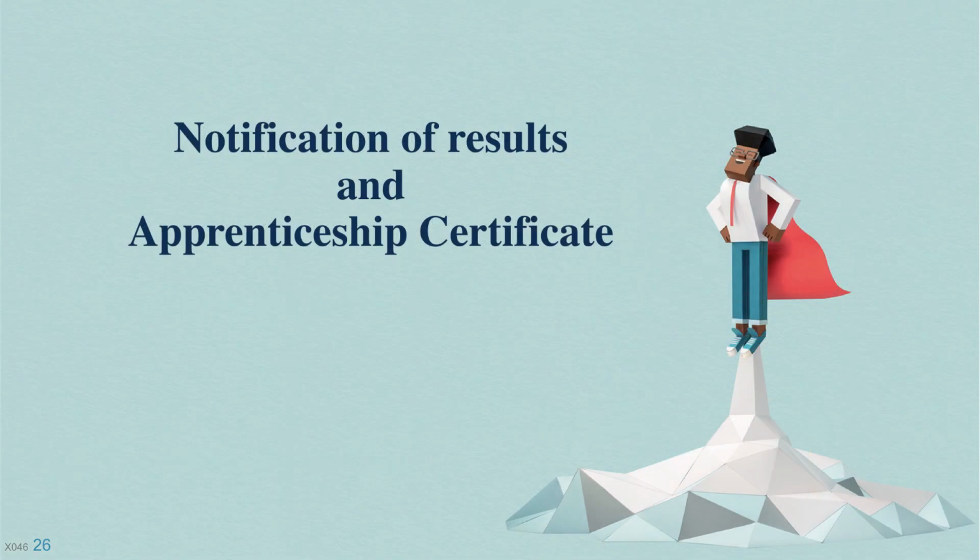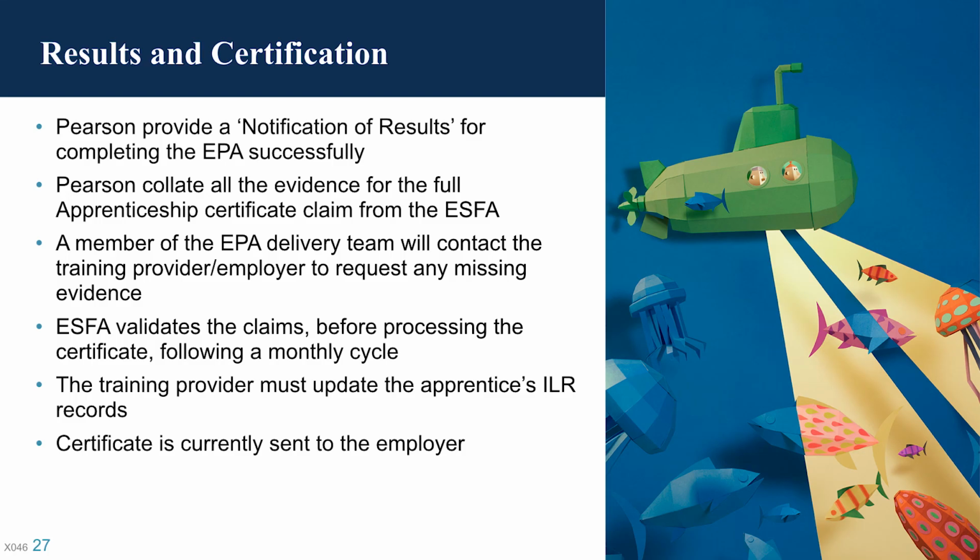So following that, what happens with the notification of results and the certification? Pearson provide what we call a notification of results for completing the EPA successfully. It's not a certificate because it's only the ESFA that can provide the apprenticeship certificates. So we will also collate all the evidence for that claim of the apprenticeship certificate from the ESFA. If there is any missing evidence or paperwork that we need, the EPA delivery team member from our end will contact the employer or the training provider to ask for that missing evidence.